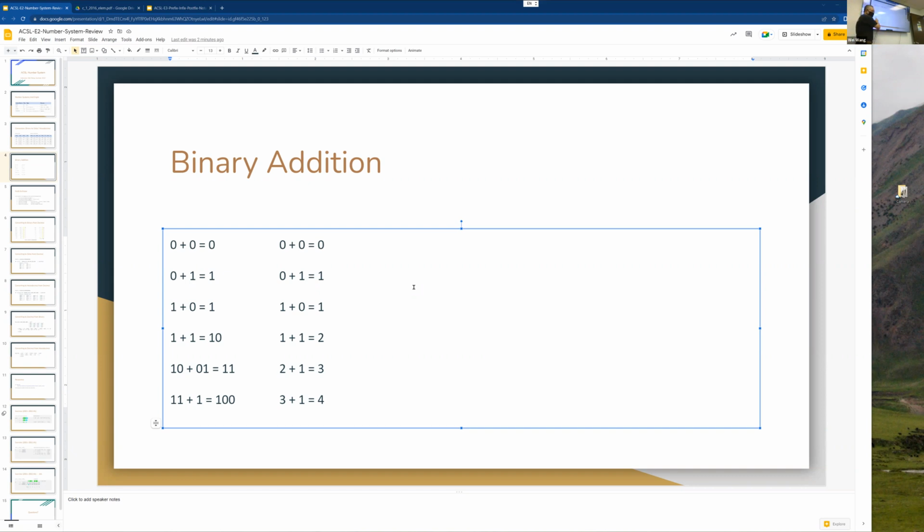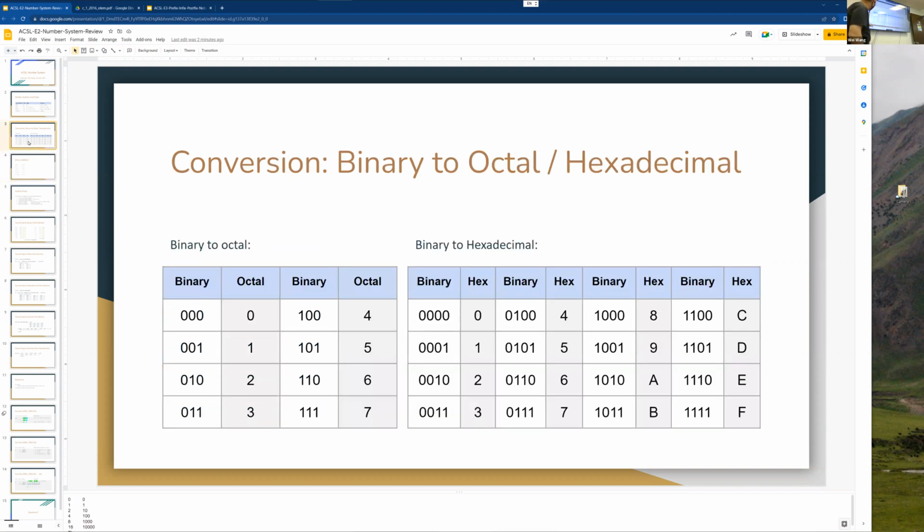Whenever you count to the limit, it starts over and does the carryover: 1 0, and then 1 0 0. So if you look at this 100, and we go back to the conversion table we talked about earlier, you can see the same thing. 4 is 100 in octal, and in hexadecimal, 4 is also 100.